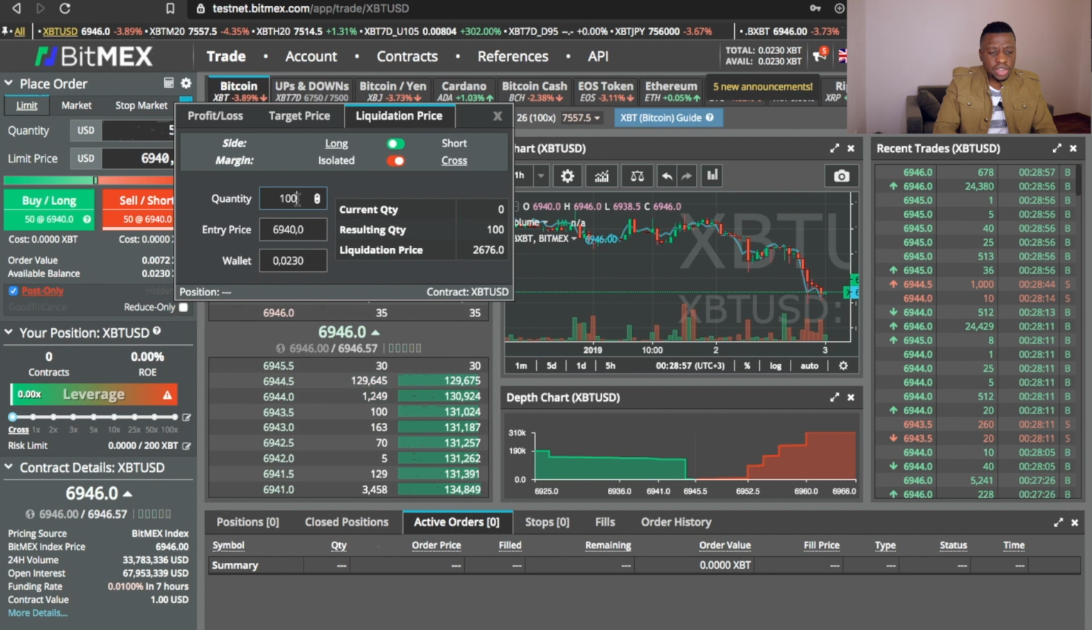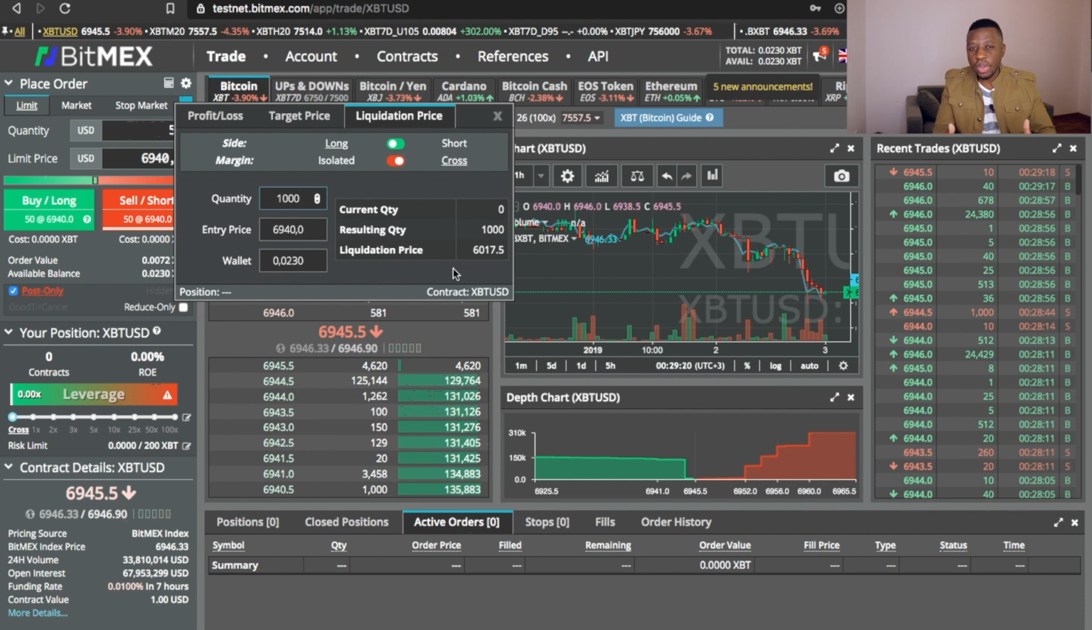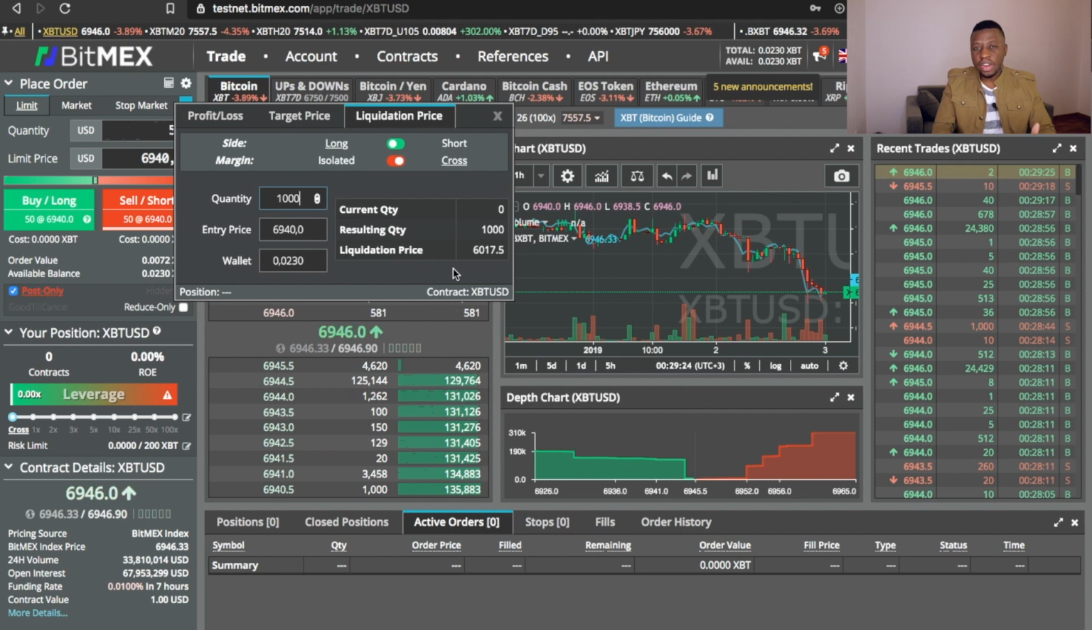And then let's try to increase our contracts. If we use about 1,000 contracts, right, we're going to have a liquidation price of about 6,017 US dollars, which is pretty close, if I can put it that way. So like this, you can get to understand where your liquidation price is, and then you're going to be able to properly calculate the number of contracts you are able to use, and basically how risky your trades are going to be.